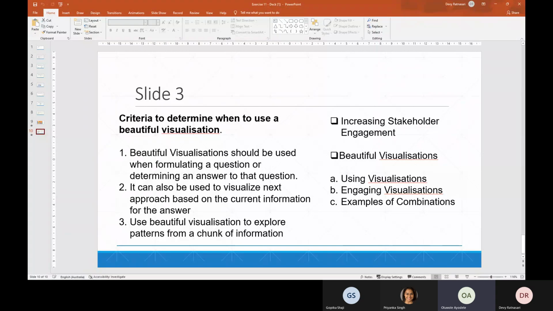So the next question was what we learned so far in the course. So we learned about increasing stakeholder engagement, so how stakeholders can engage with their audience and all. And we learned about beautiful visualizations. So under beautiful visualizations, we learned how to use visualization and how to engage visualization, and we also learned how to use examples of combinations of visualization. So using different visualizations to bring out a beautiful visualization.